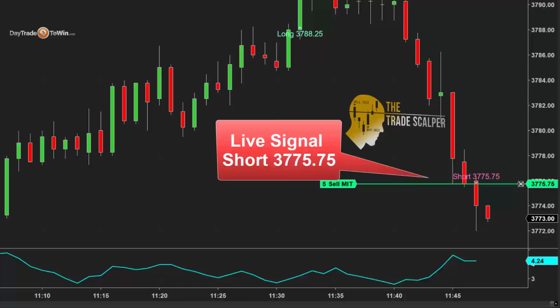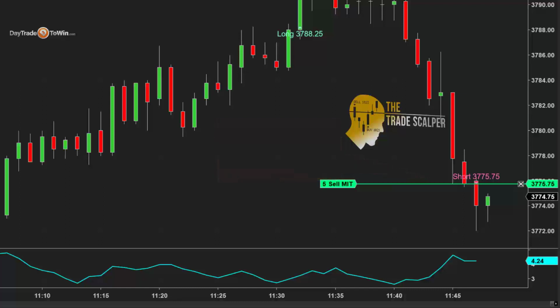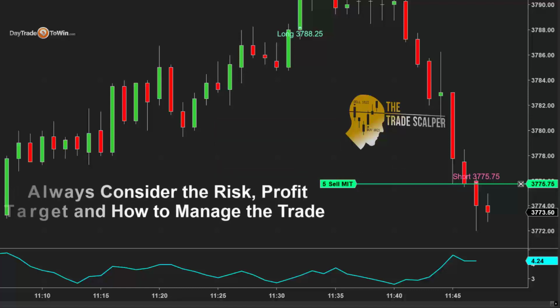The risk: we're not going to chase this market. The ATR is 4 points, so I want to take somewhere within 3 and 4 points of a target. I don't want to have a large stop, so I want to keep the stop nice and tight, not much more than what you're seeing there as a 4-point move.